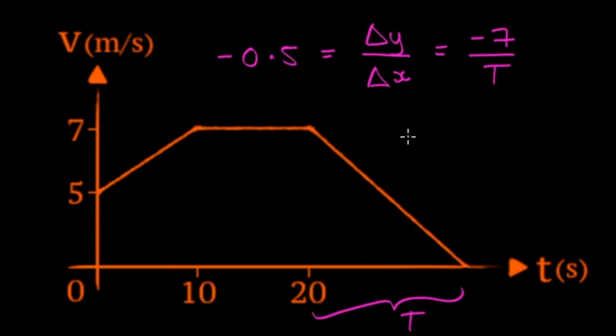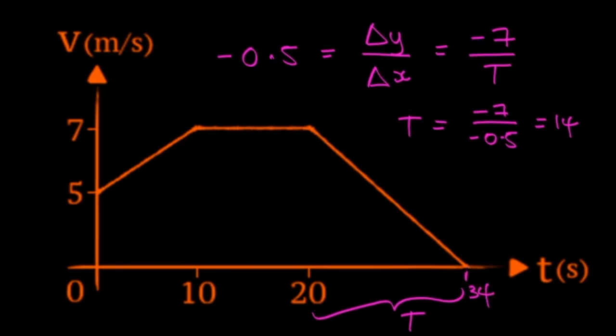Now if we rearrange this for T, we get T is equal to minus 7 over minus 0.5. So capital T is equal to 14 seconds, so the cyclist comes to rest after 34 seconds. So now we've got all the information we need to determine the area below the graph. If I draw a dotted line like this, and another one over here, and one last dotted line across here, then we've divided the area into simpler shapes that we know how to find the area of.